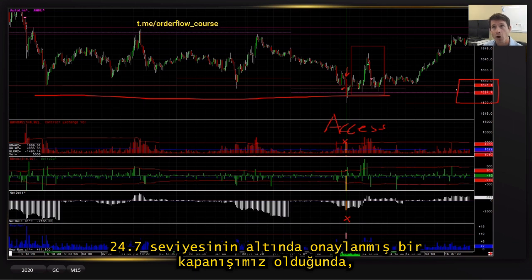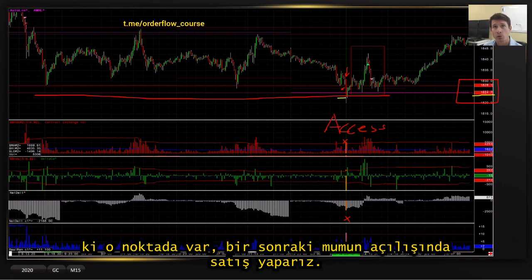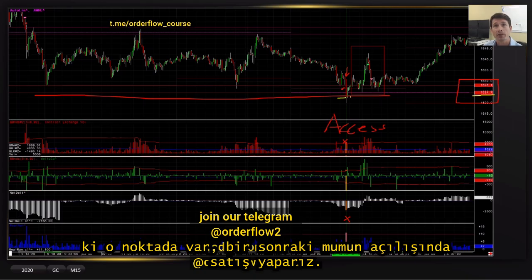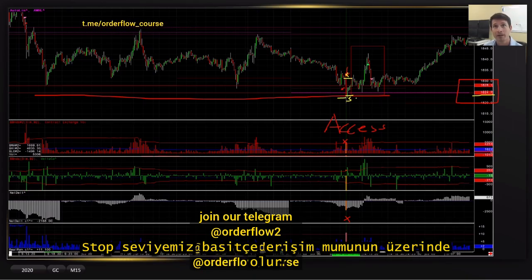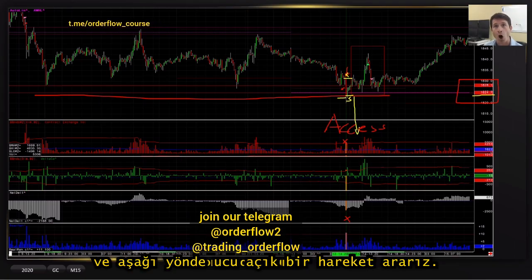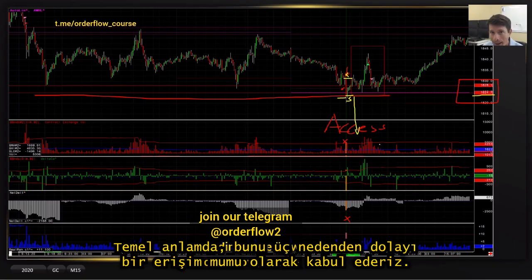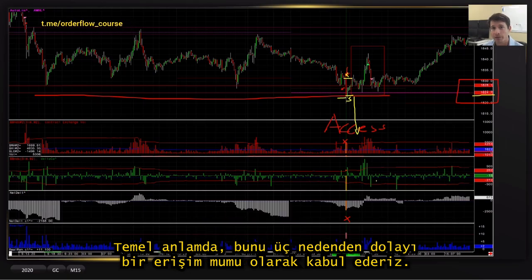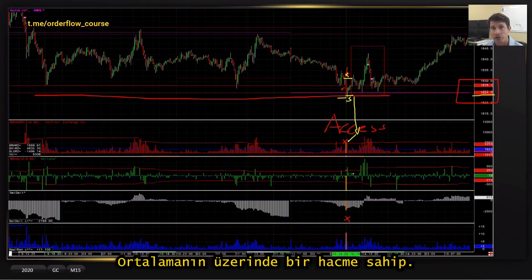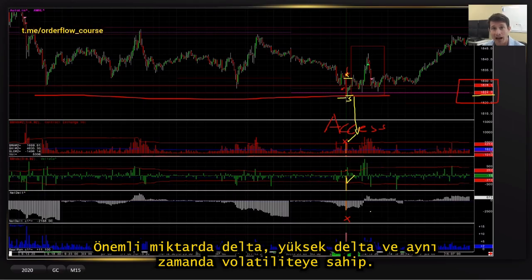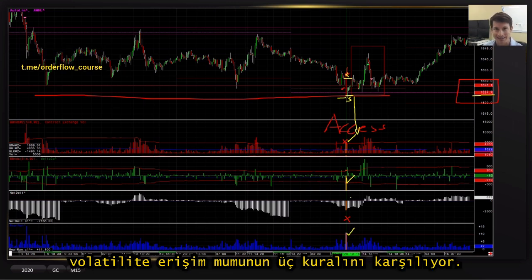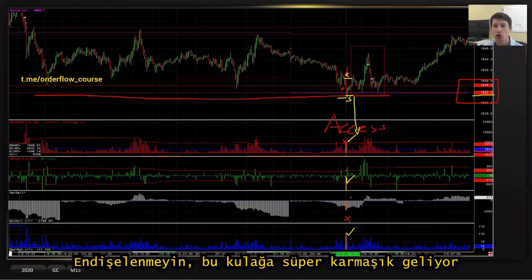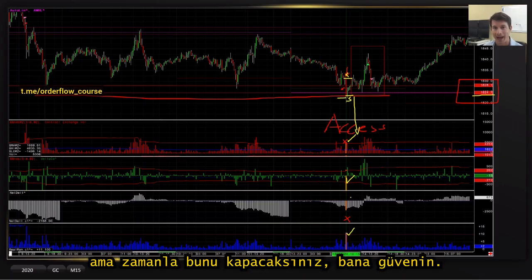Once we have a confirmed close below the 24.7, which we do at that point, we would sell the open of the next candle. So we'd be short on that candle. Our stop would be simply above the axis candle, and we'd be looking for open-ended downside. Now, in a basic sense, we recognize this as an axis candle for 3 reasons. It has above average volume, it has a significant amount of delta, a high delta, as well as volatility. In other words, it meets the 3 rules of a high volume, high delta, volatility axis candle. Now don't worry, this sounds super complicated, but you will get the hang of this, trust me.